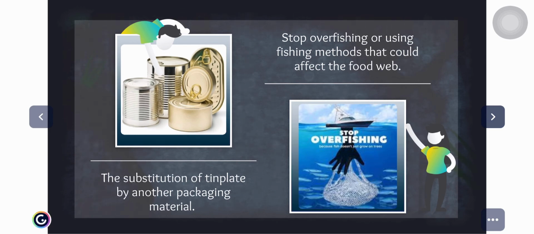We can also reduce the effects on marine life by not using fishing methods that could affect the food web and by stopping overfishing in a certain place instead of fishing in different places.